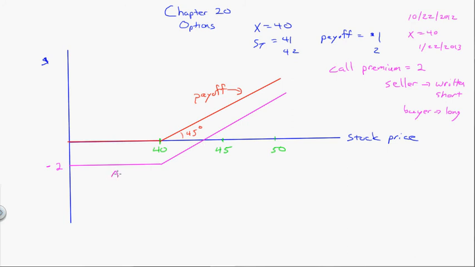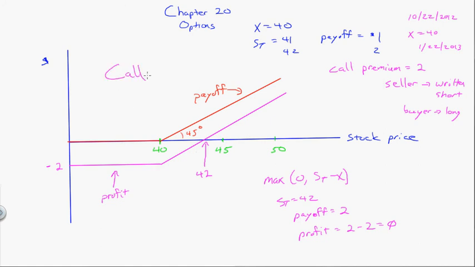This point, well, let me label this. This is the profit diagram. This point right here, that's $42, because at $42, my payoff is $2. Remember, the payoff is the max of 0 and ST minus X. So at ST equals $42, my payoff is $2. I spent $2, so my profit is my payoff of 2 minus the $2 premium, which is 0. So that's what my payoff and profit diagram looks like. And remember, this is for a call option.